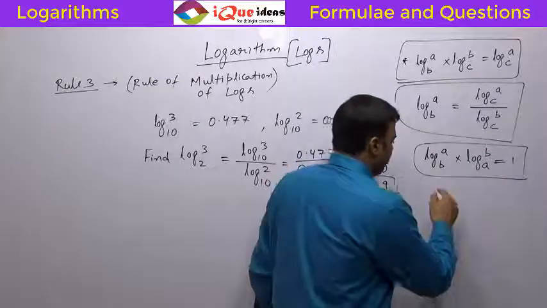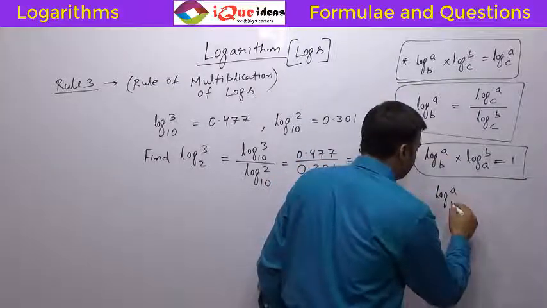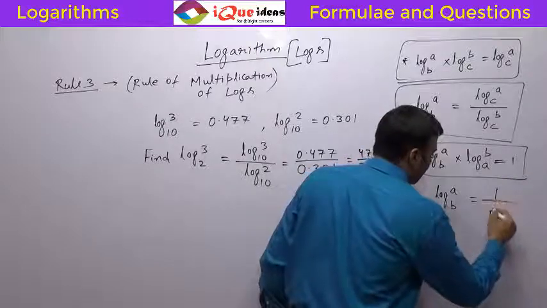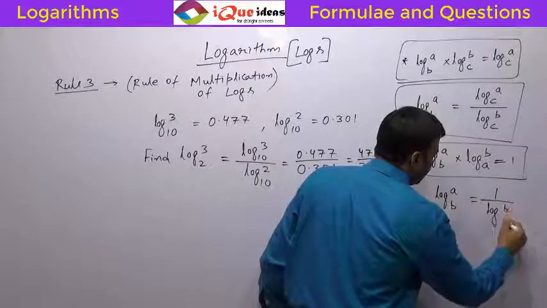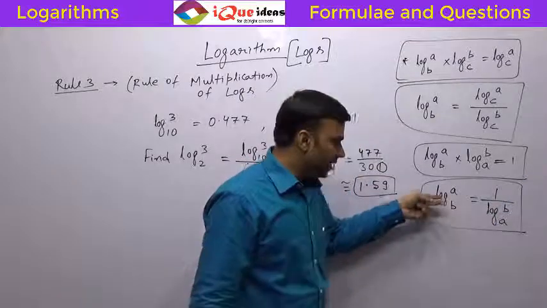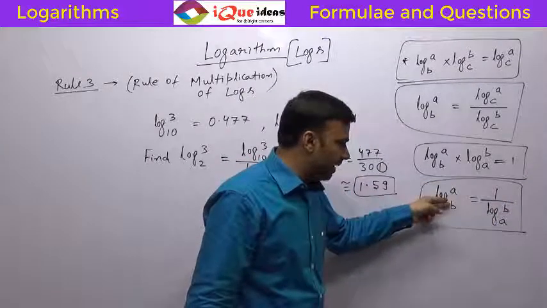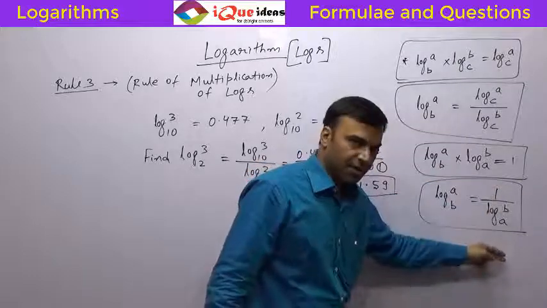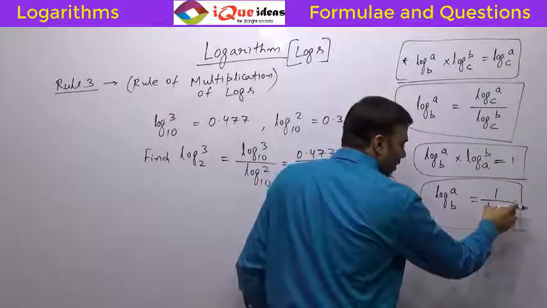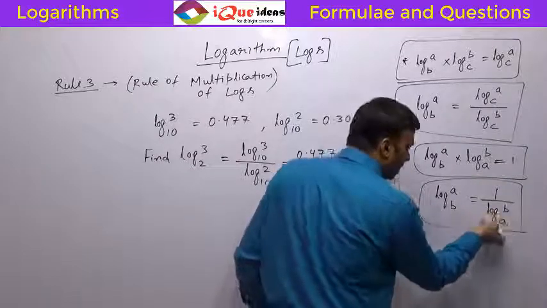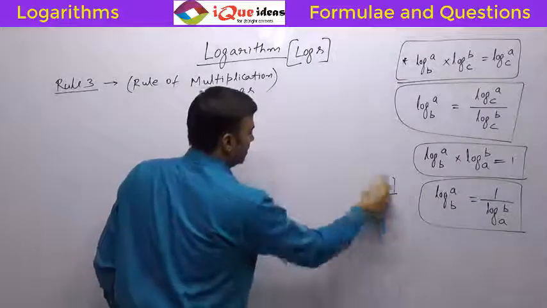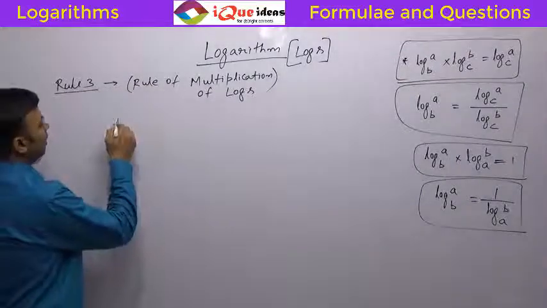And from here you can see that log of a to the base b is equal to, this goes to the other side, in the denominator it becomes 1 by log b to the base a. So if I have to change the position of number and base, what I need to do is take them in the denominator and vice versa, right? If there is a log in the denominator and it comes in the numerator, the number and the base will interchange.